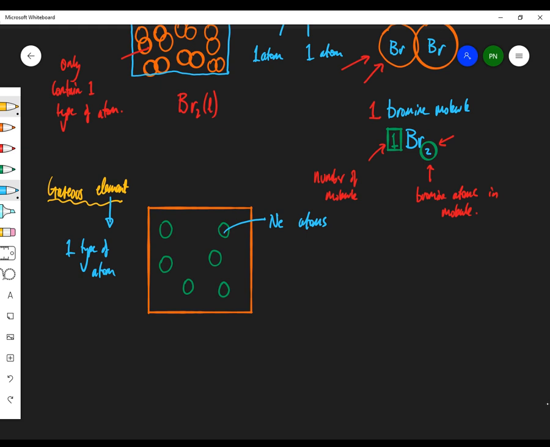Now, because neon doesn't stick to other neons, they go around as ones. So when we represent neon, we just write Ne. We don't write Ne2 because they don't stick together. So these things are known as monatomic. So neon is monatomic. And in fact, all of the noble gases are monatomic. They all go around as ones.